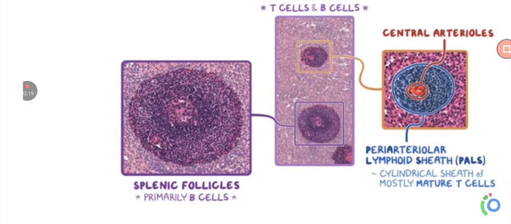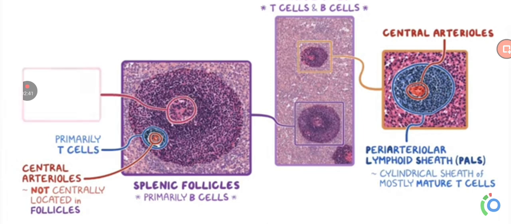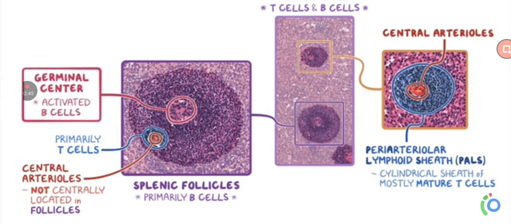The formation of the follicles actually displace the central arteriole, so as a result, central arterioles are not centrally located in splenic follicles. The lymphatic tissue surrounding the central arteriole is still primarily mature T cells, but the rest of the lymphatic nodule consists primarily of B cells. The eosinophilic center of the follicle is the germinal center, which contains activated B cells.